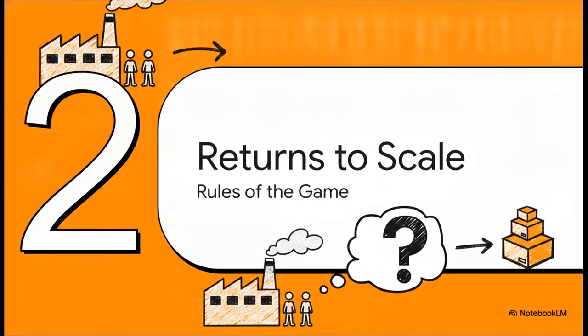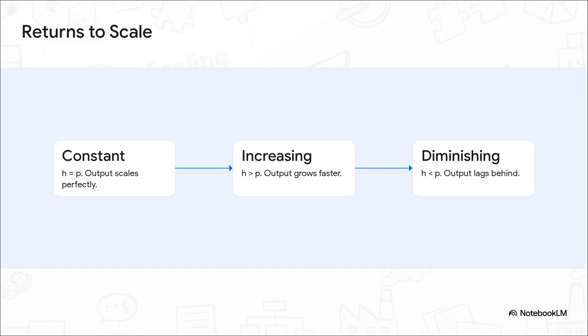Moving to Section 2, Laws of Returns to Scale. Once we actually have control over all our ingredients in that long-run scenario, we need to know exactly what happens when we increase them all proportionately. Let's say we bump up all our inputs by a certain percentage, which we'll just call P. And let's say our total output increases by a resulting percentage, H. You basically have three possible realities here.